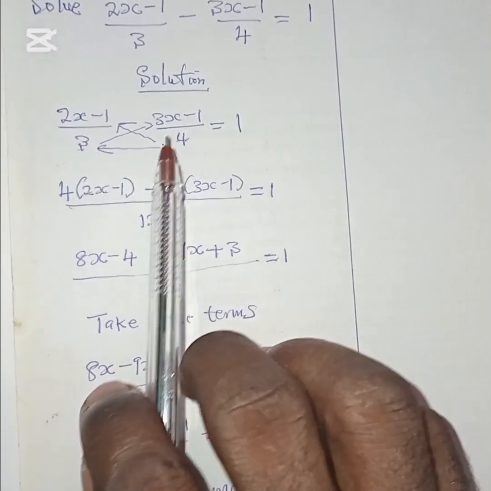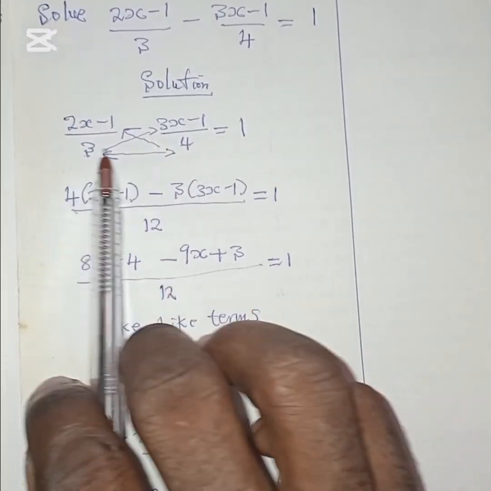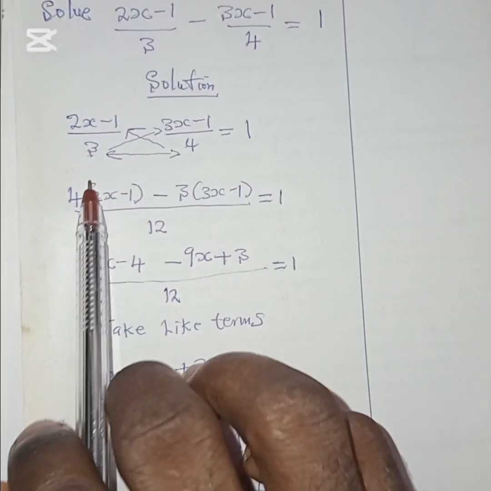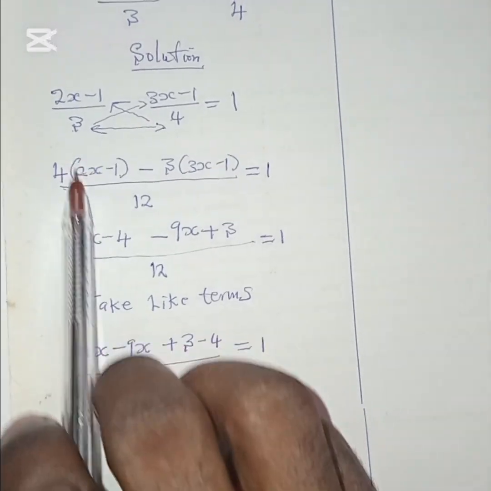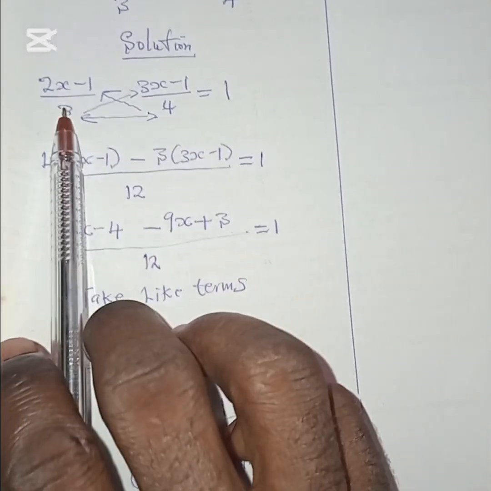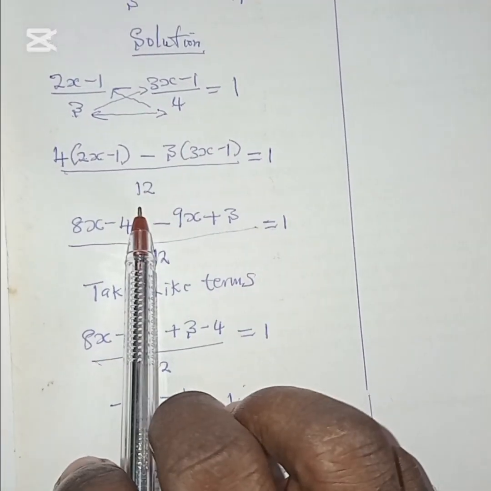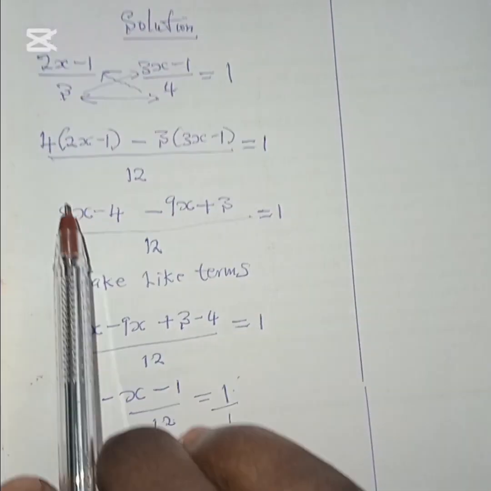What does it mean? It means that 4 will multiply everything that is here, 3 will multiply everything that is here, and 3 will multiply 4. So if you do that, 4 will go like this, 3 will go like this, and if 4 multiplies 3, it will give you 12. All is equal to what? 1.